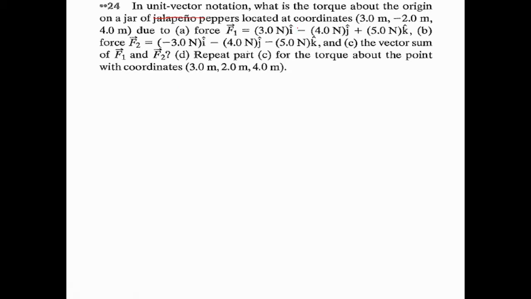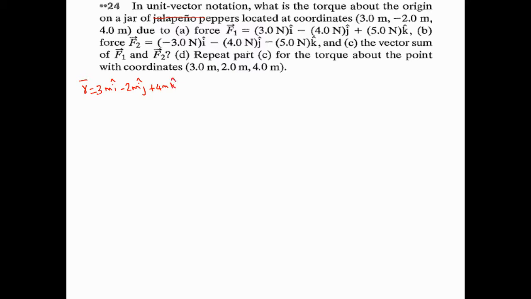So you have a jar and you are going to find how much torque you apply on this jar. The coordinate of the jar is given. That means the position of the jar, which is the position vector r. So what is that? 3 meter i cap, minus 2 meter j cap, plus 4 meter k cap.